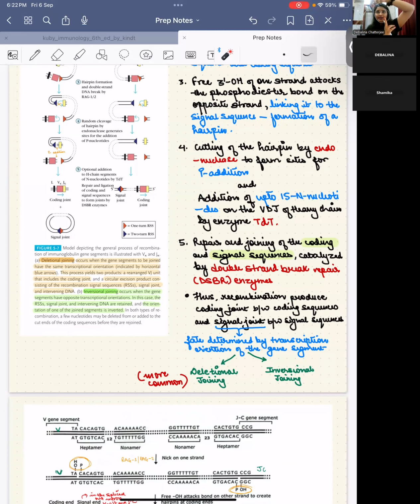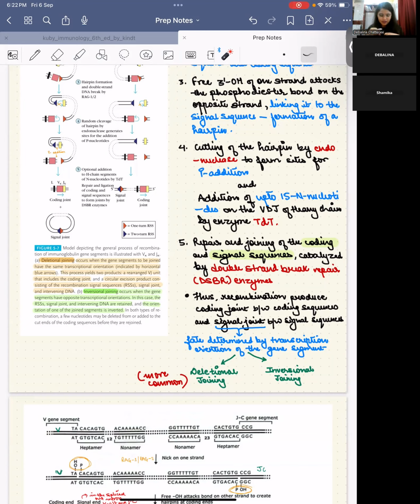So if you just imagine that this is now cut off, we have one gene segment with certain overhangs and we have another free gene segment. Now these overhangs and these points where we have certain cuts made, these are the sites where certain random nucleotide insertion happens. It can either be P addition or it can be N addition, right? So while we look into this image, we'll come to the details of it.